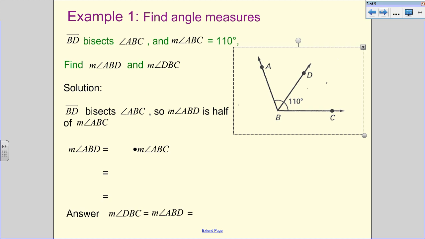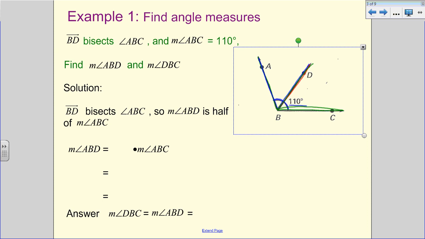We know that ray BD bisects angle ABC. Here's what we have going on, and we know that ABC is 110. Notice our arc goes from left to right and fills the whole thing in, so we know the whole angle is 110 degrees. They want us to find the measure of angle ABD, and then they want me to find angle DBC. So they're letting me find the two halves.